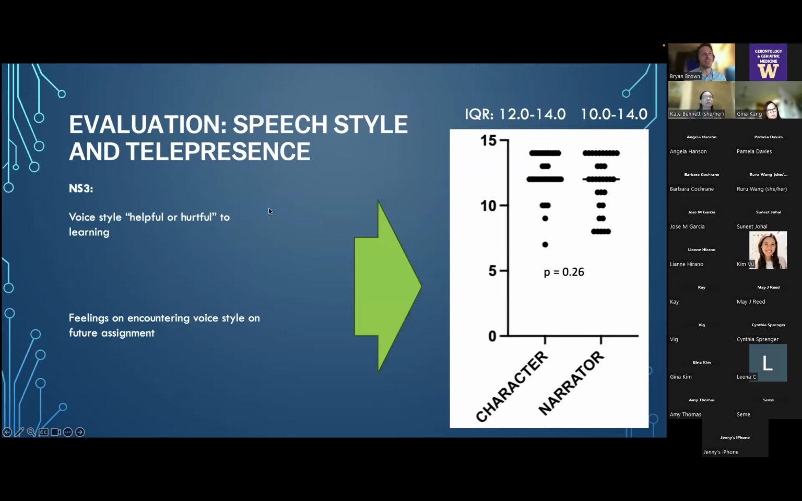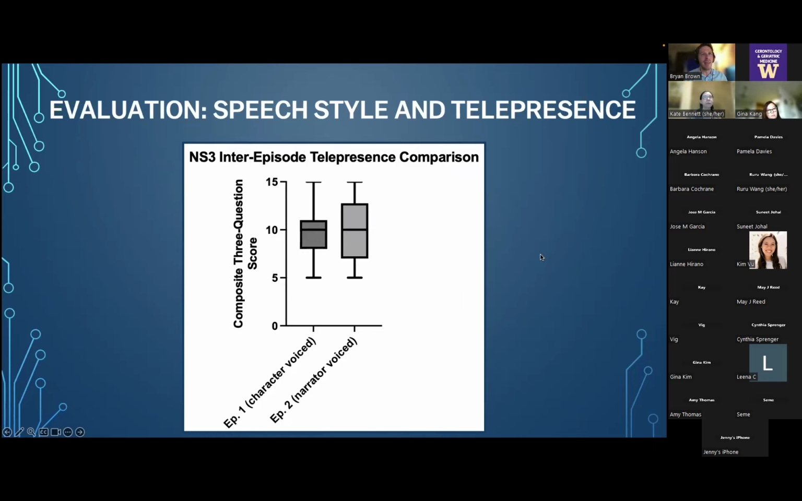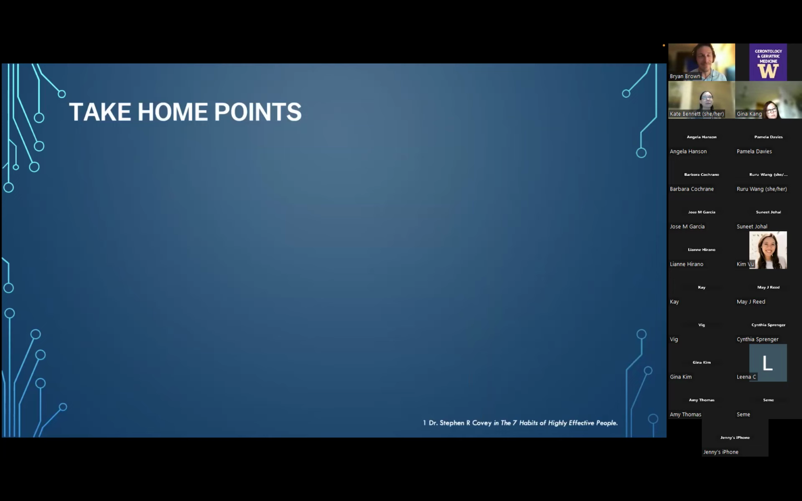And then this construct of telepresence. Oh, this is more about the voice. I'll skip that. And then we used 3 questions from a validated telepresence survey instrument. And interestingly, there was no significant difference. So they felt a moderate high level of immersion in the video, whether we had the characters talking or the narrator talking. So take home points, I can now decelerate, and sorry for breezing through.